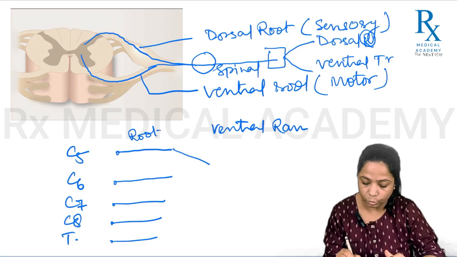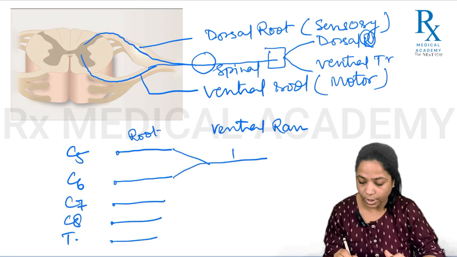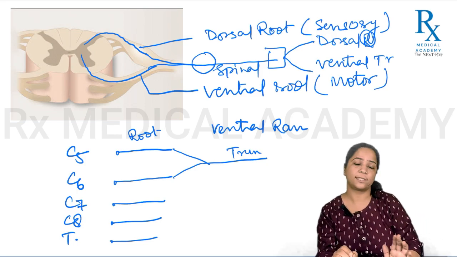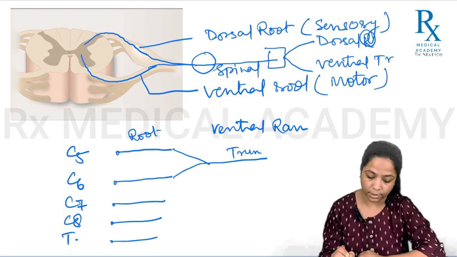The upper two roots unite and form the upper trunk. So the second component of the brachial plexus is the trunk.